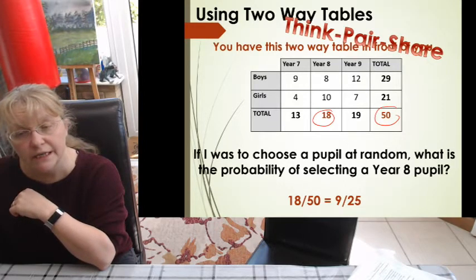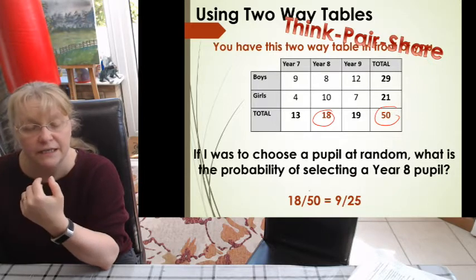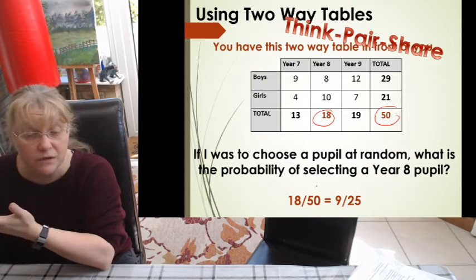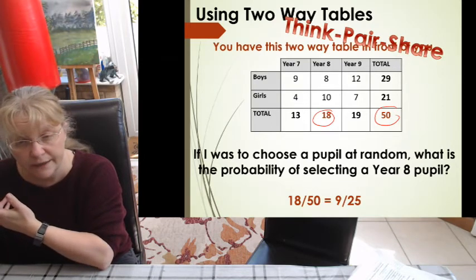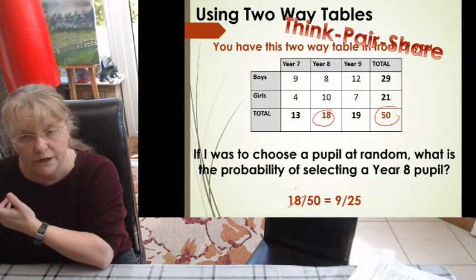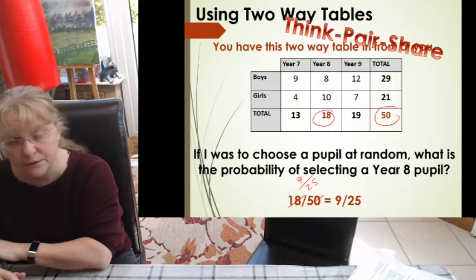Now what I've done here is simplify it by asking: is there a number I can divide into both of these? The answer was yes, because they're both even, I can divide them by 2. So 18 divided by 2 is 9, and 50 divided by 2 is 25. So the simplest way to do this is 9/25.